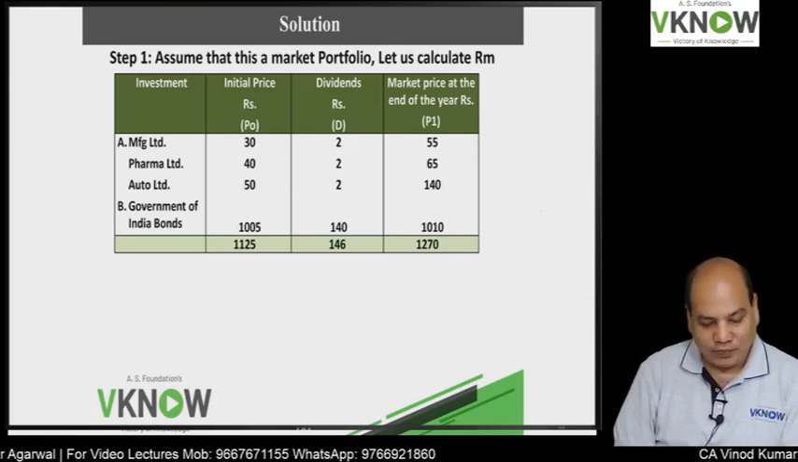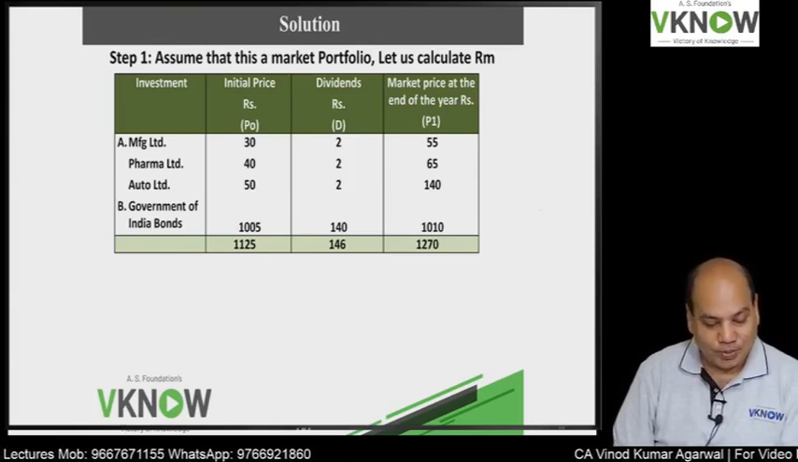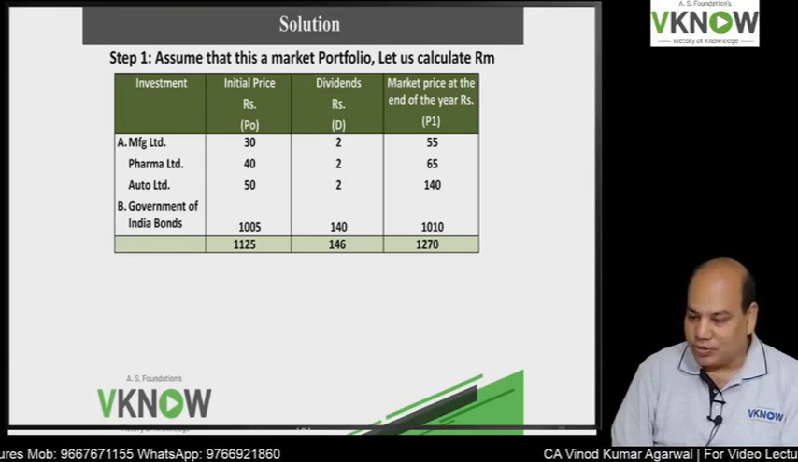Market price at the end: 55, 65, 140, 1010. Total of the last column. Just check it. Do not copy. Is it right? 1270. So can you now tell me what will be RM?